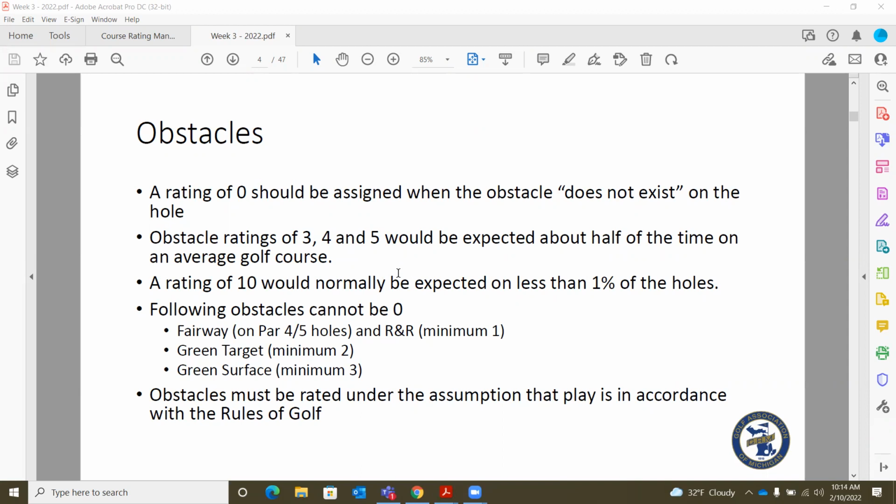So you won't see a ton of 10s on your sheets if you're doing a really challenging golf course or maybe a longer set of tees. You might be more inclined to see those, but typically we're only going to see those very, very few times throughout the year. And then there are a couple obstacles that can't be 0. There's minimum values, and we talked about some of those already, and we'll talk about a few more of those today.